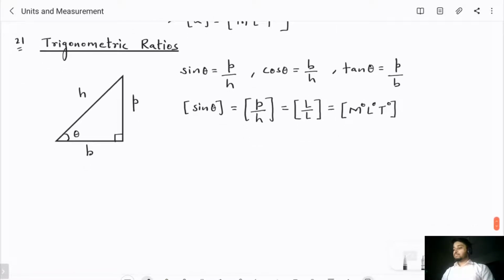So all the trigonometric ratios, that is sine theta, cos theta, tan theta, or other trigonometric ratios as well, are all dimensionless quantities.